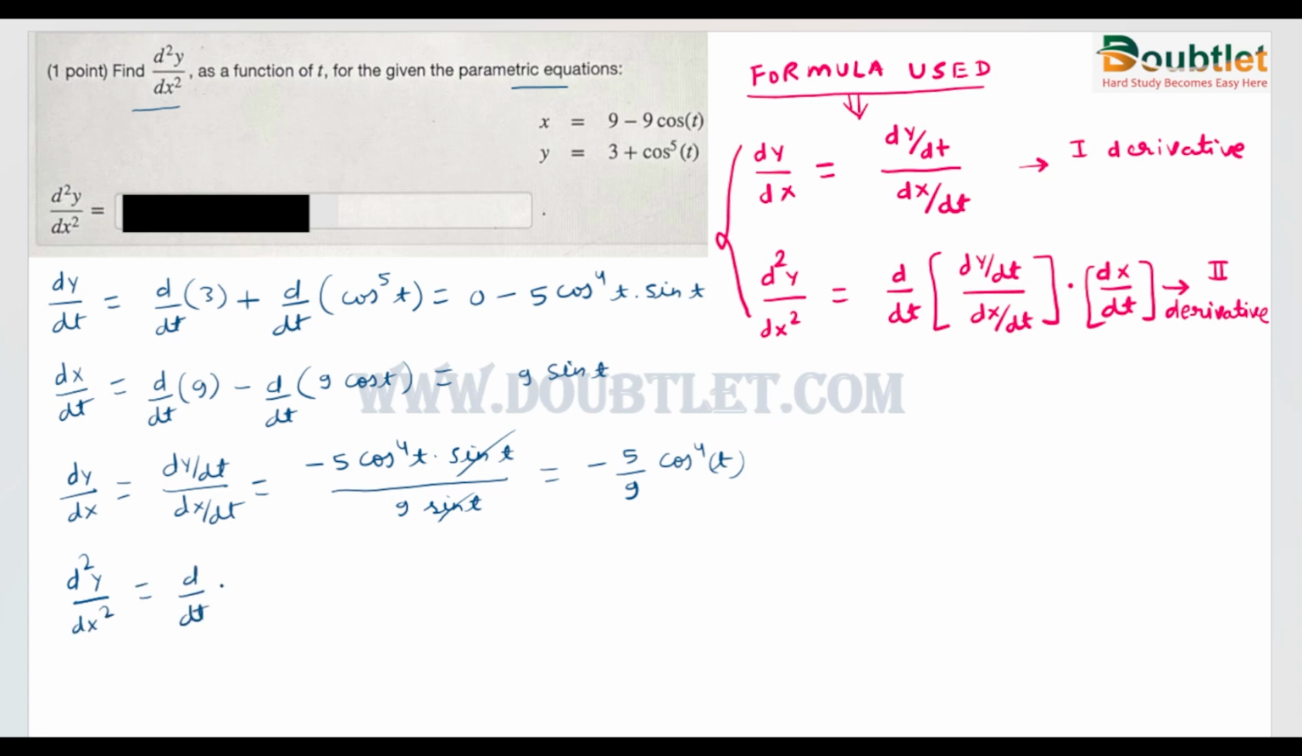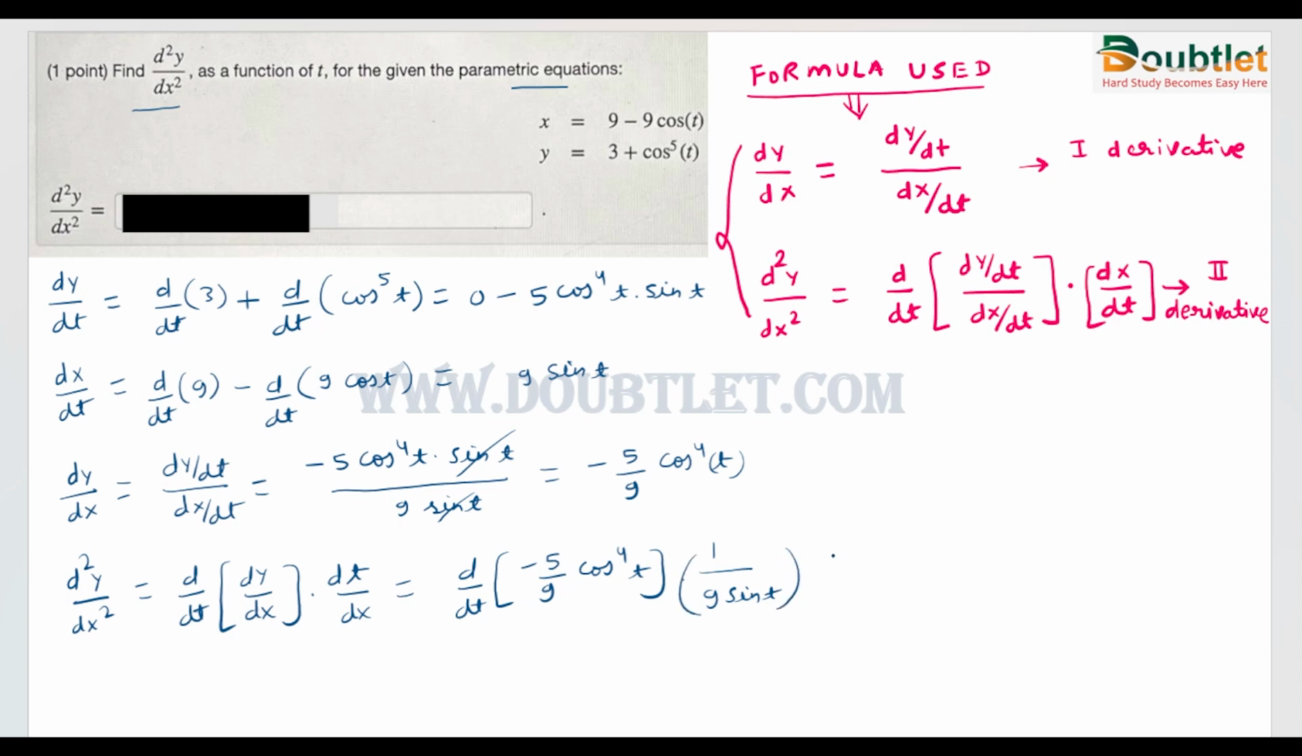Now to find the double derivative of y with respect to x, we know that we have to differentiate the above expression with respect to t, and then we have to multiply dt by dx. So if we differentiate this, we will get d by dt of minus 5 by 9 cos to the power 4t, multiplied by dt by dx, which is basically 1 divided by dx by dt. So if we take the reciprocal of this term, we can write this as 1 upon 9 sin t.